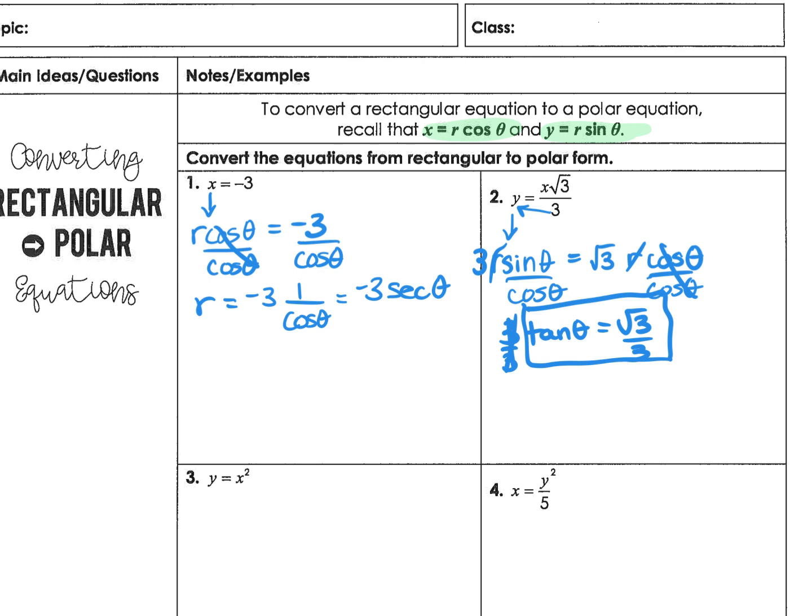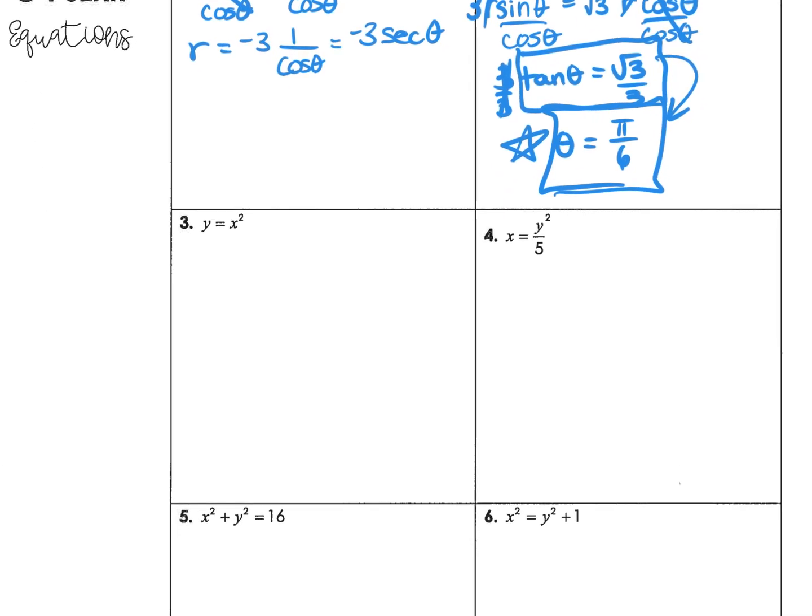Now the cool thing is I actually know what that is. Where is tangent equal to that value? So theta is that angle, and that's actually a better answer. And yes, you do need to move it if you can. All right.